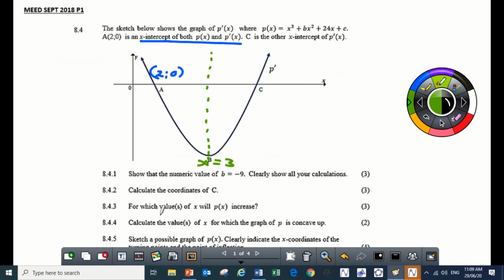Right, 8.4.3, for which values of x will p of x increase? For which values of x will p of x increase? How did you do that without sketching the graph? You're supposed to determine for what values of x is the cubic graph an increasing function.